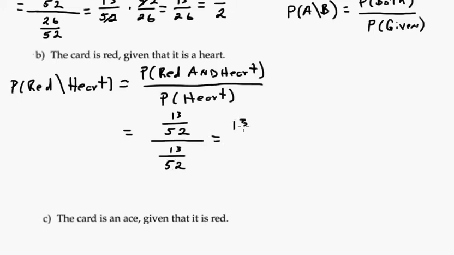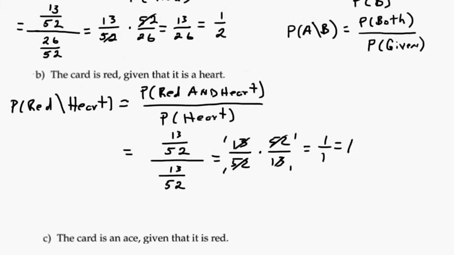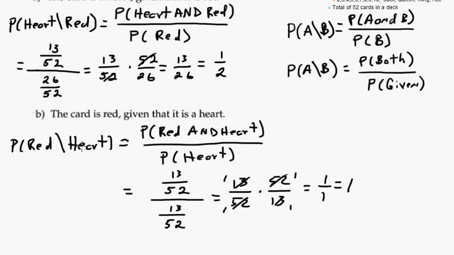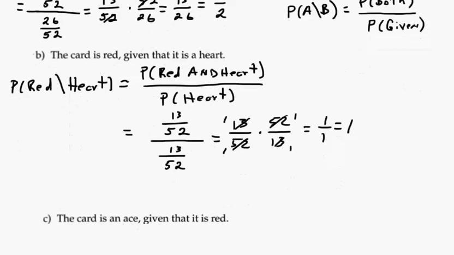Then that's 13 out of 52 times 52 over 13, a little bit of algebra. These cancel, and we get a 1 and a 1. So we get 1 divided by 1, or 1. That's 100%. Does that make sense? If I said I have a card and it's a heart, what's the probability it's red? Logically you can think it through, but here is how we write it out.